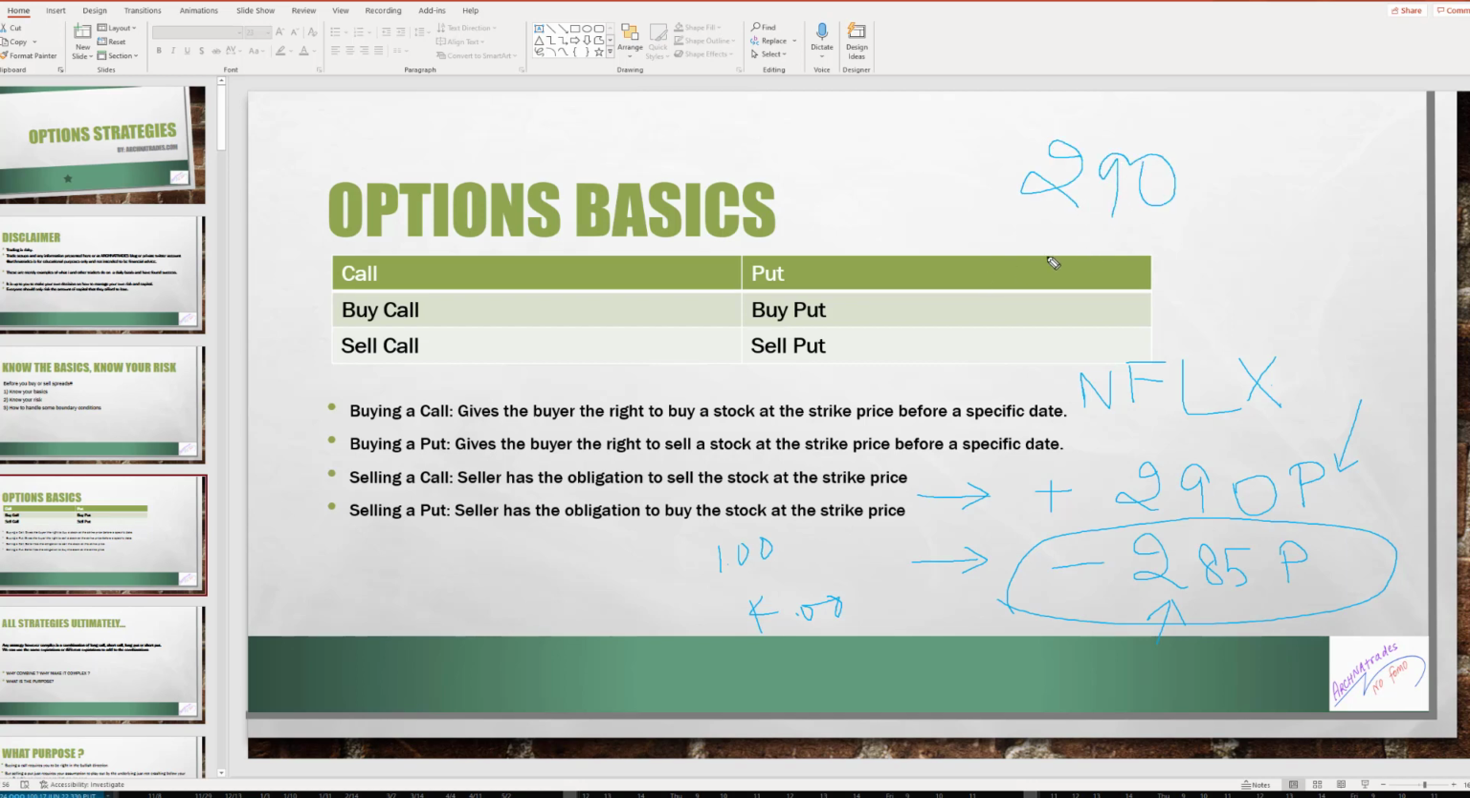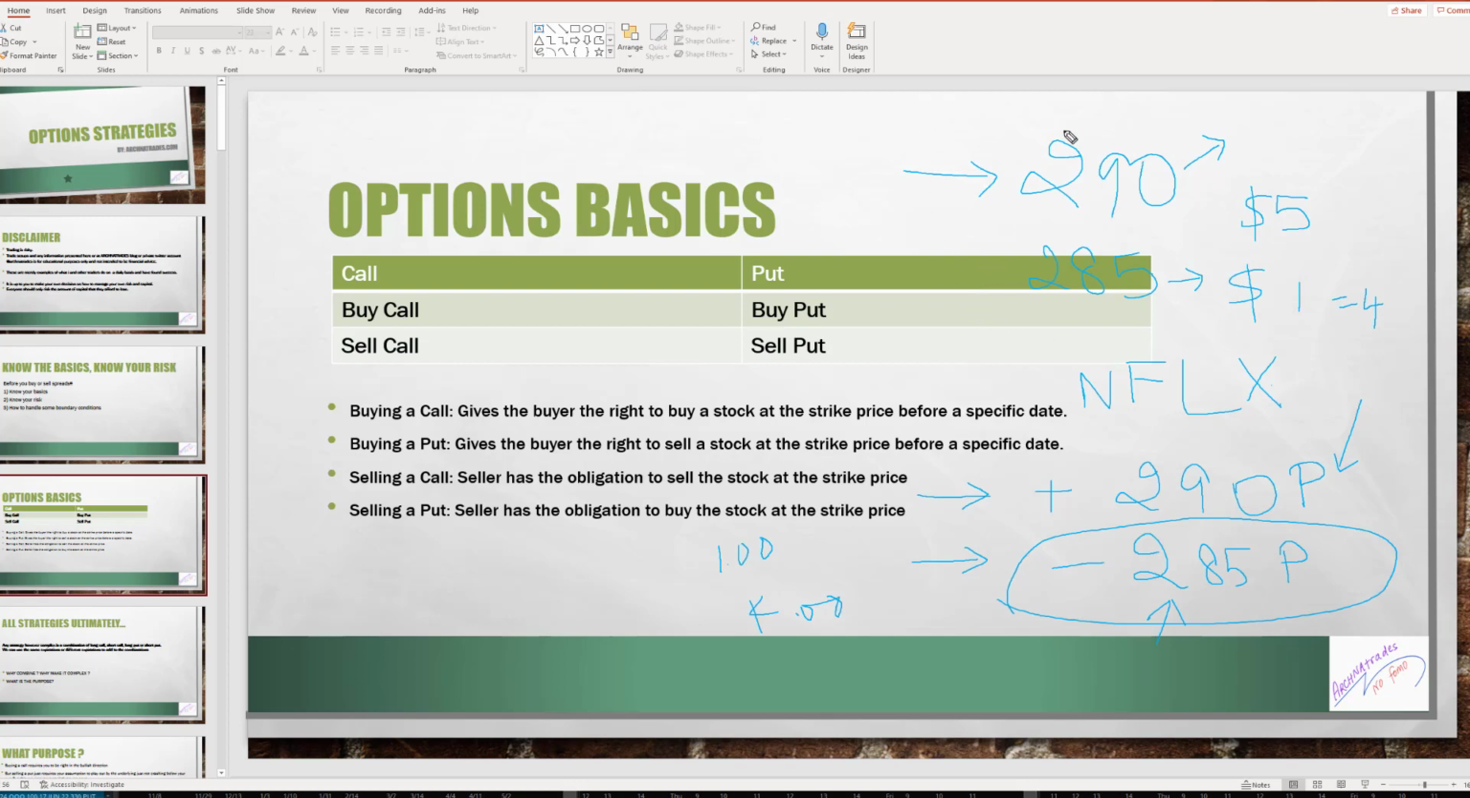You already got assigned at 285, 100 shares, and then you call your broker and sell at 290. So you will make $5 on it. You paid $1 for it, so you will make $4. Now, when you exercise, you have to pay some exercise fee. That's the only thing you're going to lose if something like that happens.